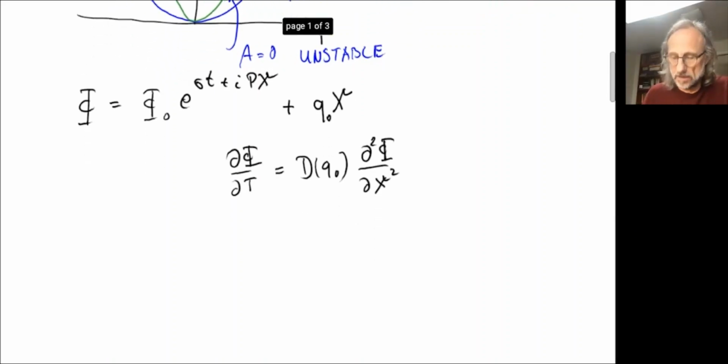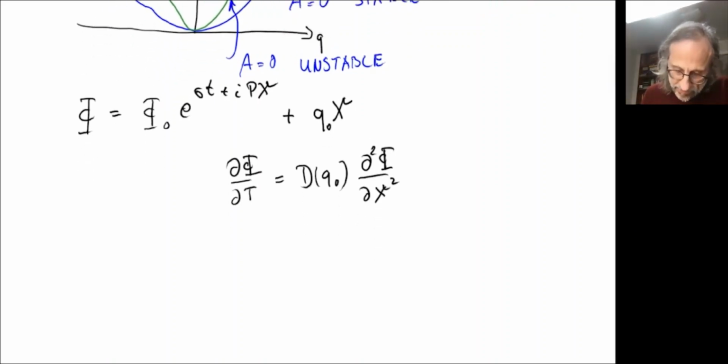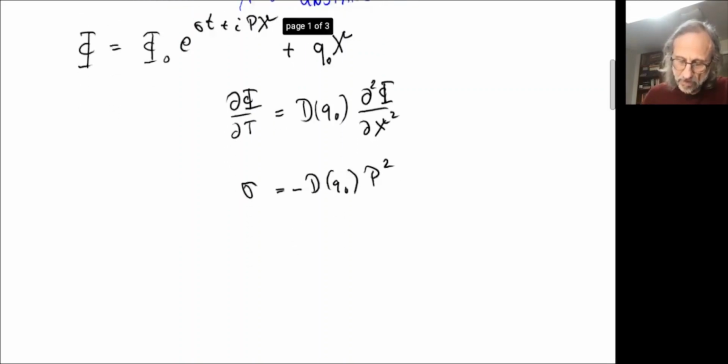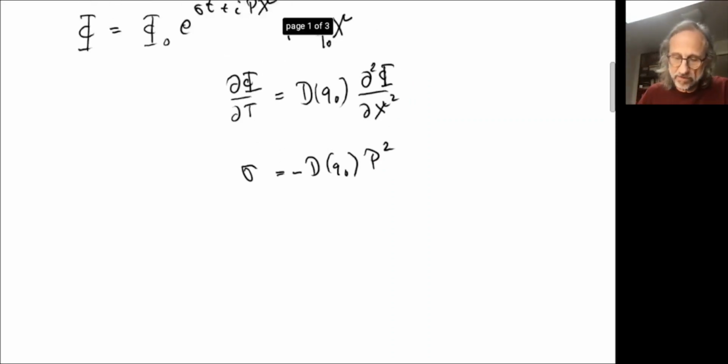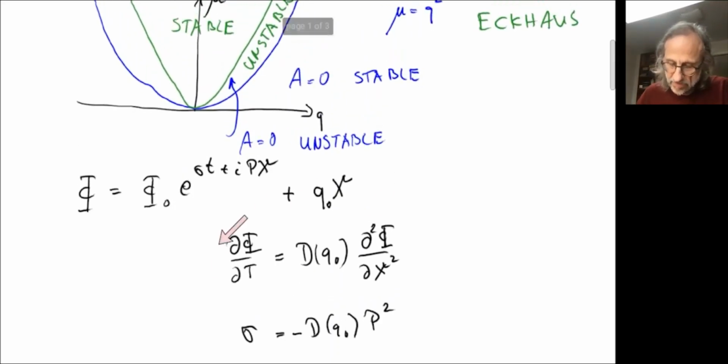And of course, if we then plug in our perturbation here, then what we get is that sigma is given by D of q naught times minus p squared. So that means if D is positive, then the perturbation relaxes. But if D is negative, the perturbation grows. And now you notice an important aspect: that growth rate increases quadratically with the perturbation wave number. So when you take the equation as it is right now, the larger the perturbation wave number, the faster the growth. And since in a continuum you can have arbitrarily large wave numbers, you really have an ill-posed problem, because for arbitrarily large wave numbers, the growth rate is arbitrarily large.